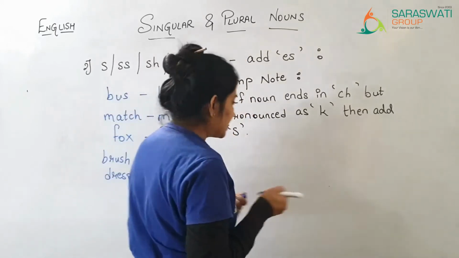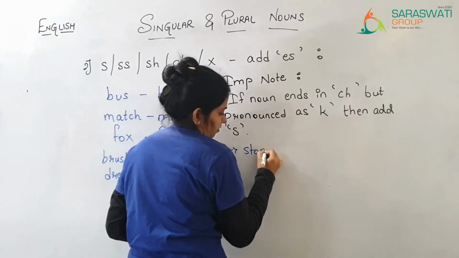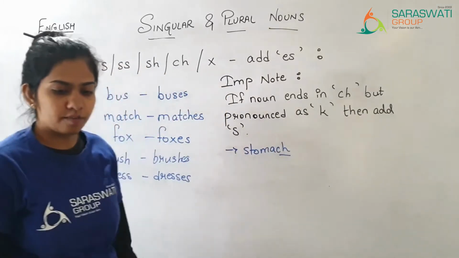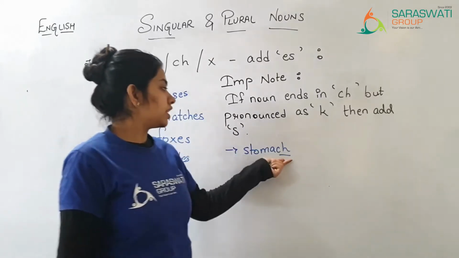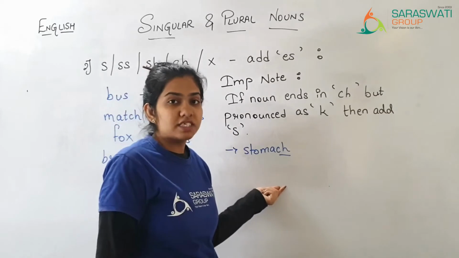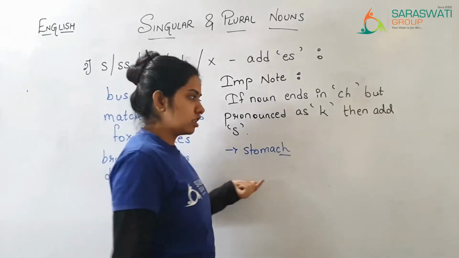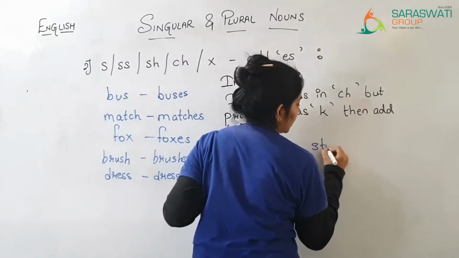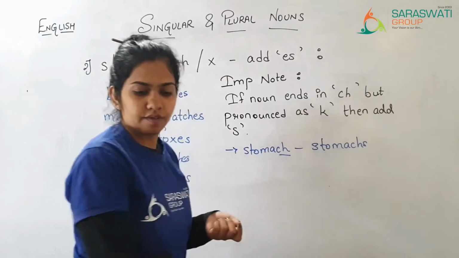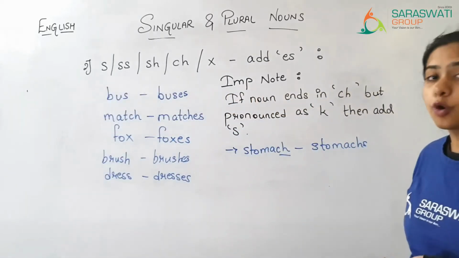Now for example, stomach. Here stomach also ends with ch, right? But the pronunciation here is k. We don't say stomach with a ch sound, we say it with a k sound. So to make it plural we don't add es, we add s: stomachs. Right? Now monarch.